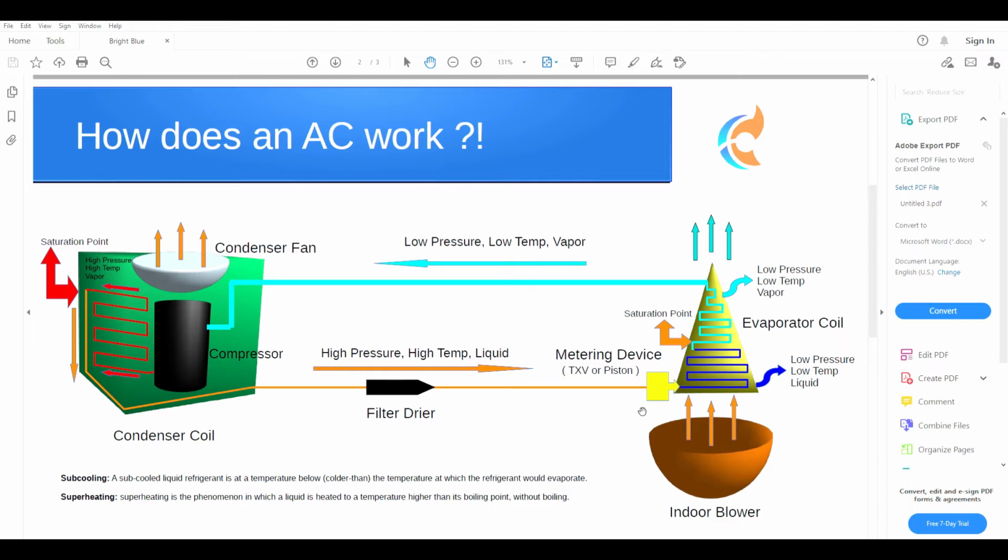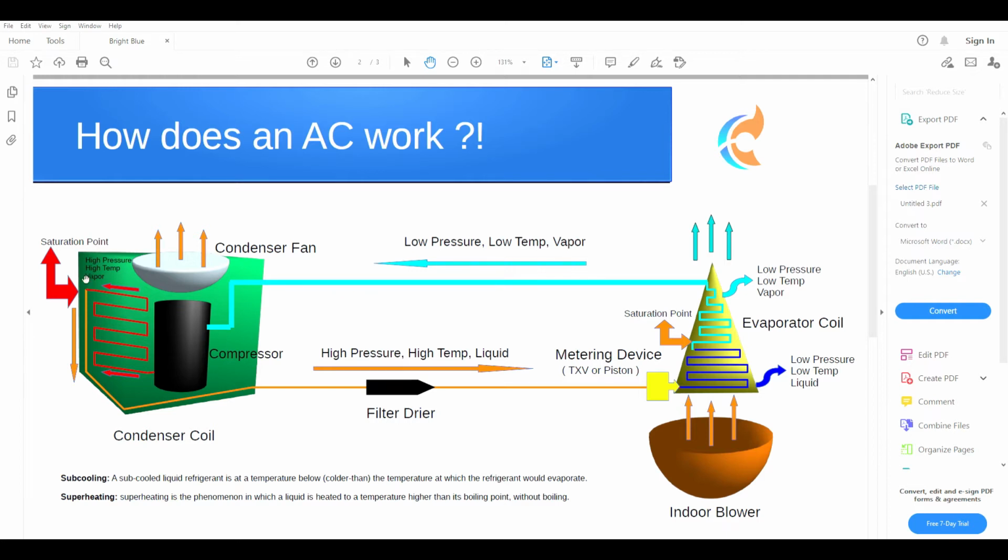the operation of these central AC systems, which extends to all types of refrigeration systems that we have out there in the market. That's the basis of how an air conditioning system works in all types of them.